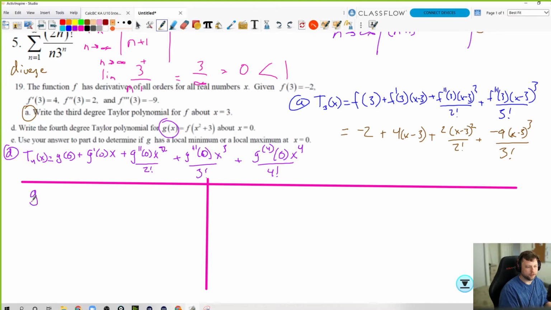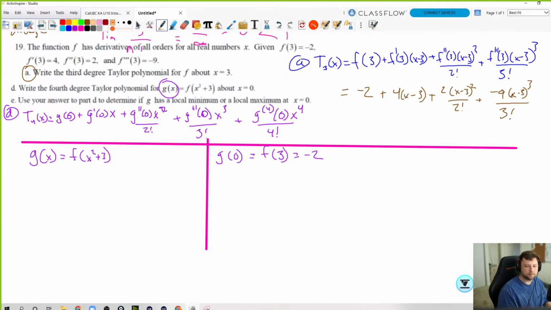So we know what g of x is going to be: f of x squared plus 3, because that's given. That means g of 0 is going to be f of 0 squared plus 3, so f of 3, which is just negative 2, because we're given this up here, okay? All right, that's simple. Now we've got to find g prime of x.